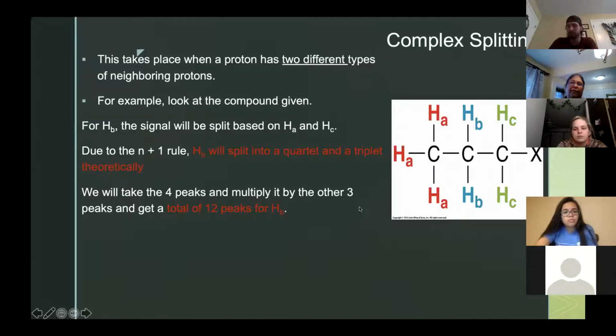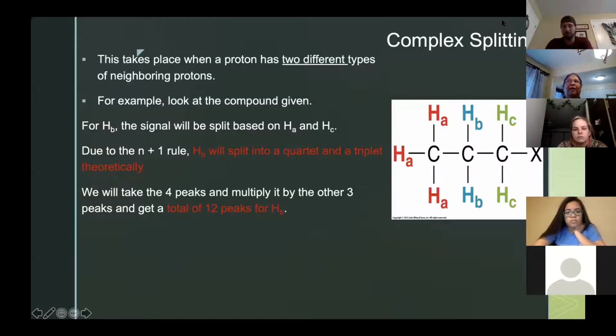So if you did not have HA, HB would split as a triplet. And if you did not have HC, then HB would split as a quartet. We might think you should add the quartet and the triplet to get the composite splitting, but actually it's a product. So it's 4 times 3, and it gives you 12 peaks.